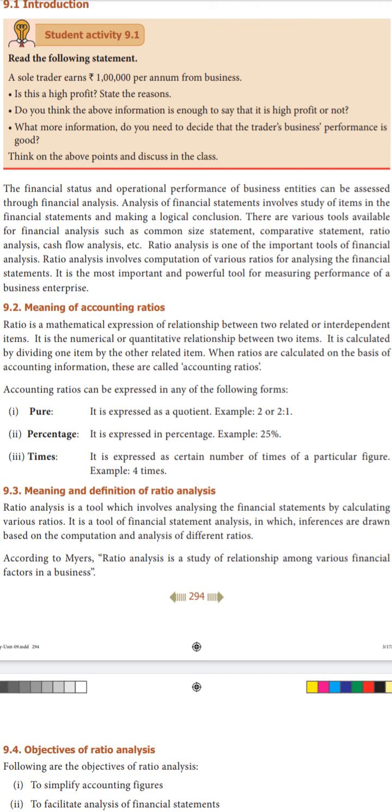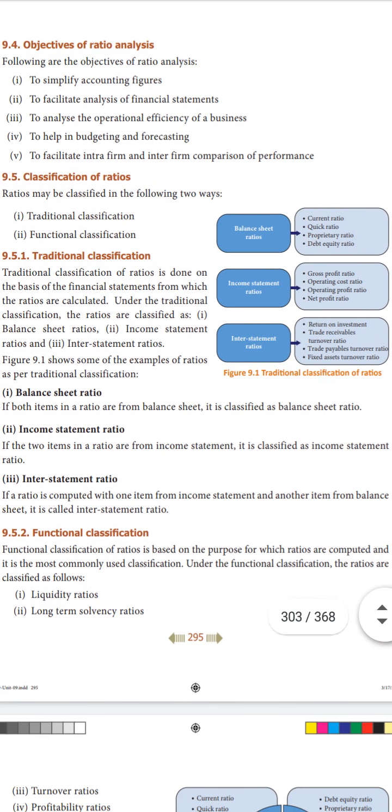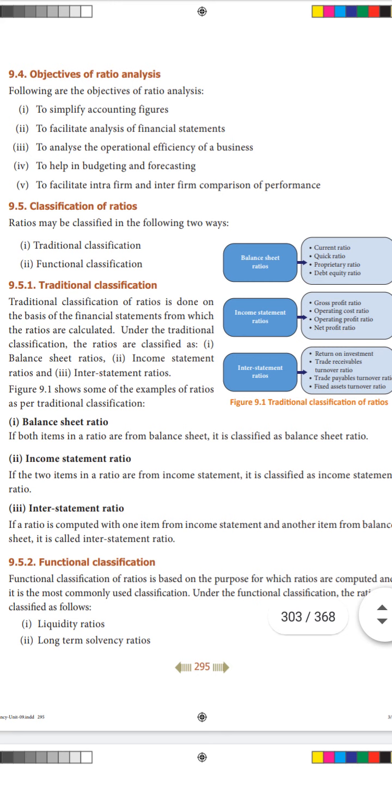And you have a very simple definition here: according to Mears, ratio analysis is a study of relationship among various factors in a business. This is the simplified definition of ratio analysis. And moving on to the objectives of ratio analysis. So here there are certain whys.